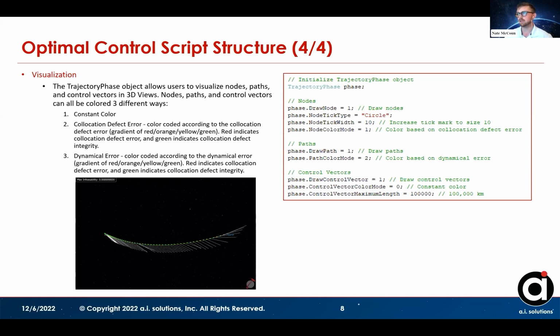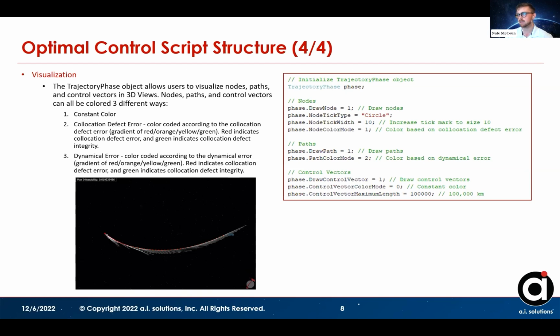So if we wanted to draw the nodes in our 3D view, we would say phase, draw node, and just set that property equal to 1. You can see by default, we have these circles. You could change that tick type to be circle, X, cross, whatever option you see fit. You could increase or decrease that tick mark size. And then for the actual coloring, this is where the node color mode property comes into play. We've set this property equal to 1 for nodes in this case, where we're coloring based on that collocation defect error.